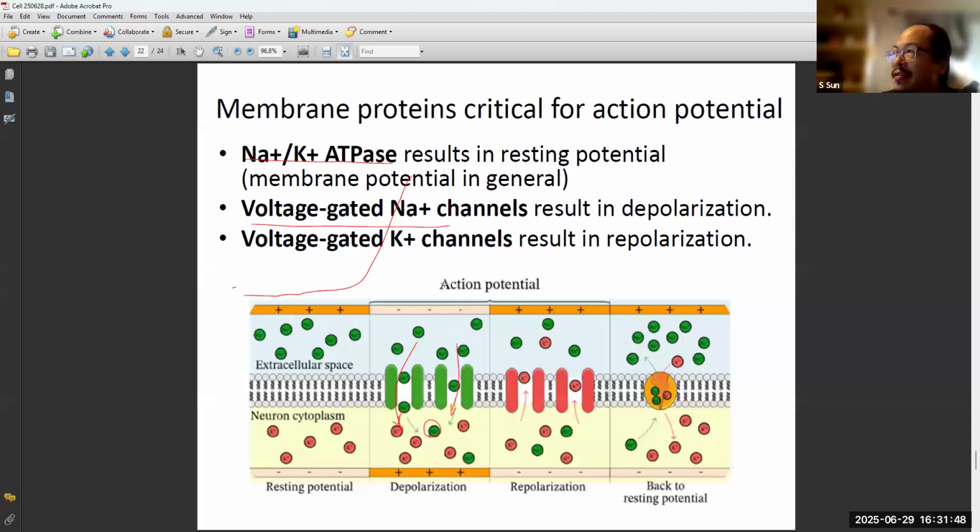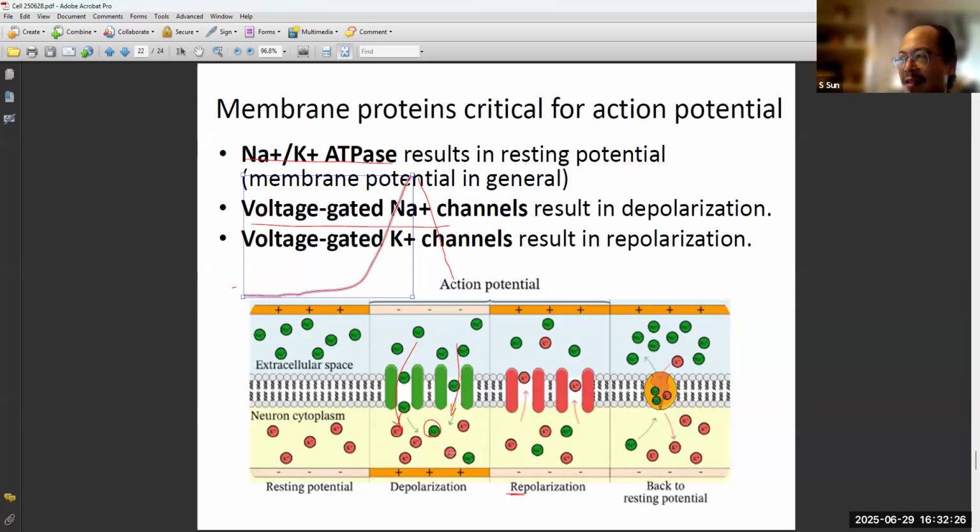Then you have the repolarization. Basically, it's driven by the voltage-gated potassium channel. You will see that it comes back because this channel opens, and potassium freely diffuses across from high concentration to low concentration. While they move out, they bring this positive charge out of the cell to make the inside negative again. And so it means regaining that polarization.